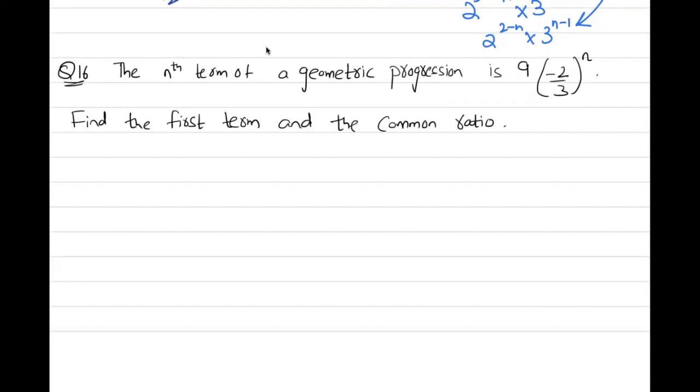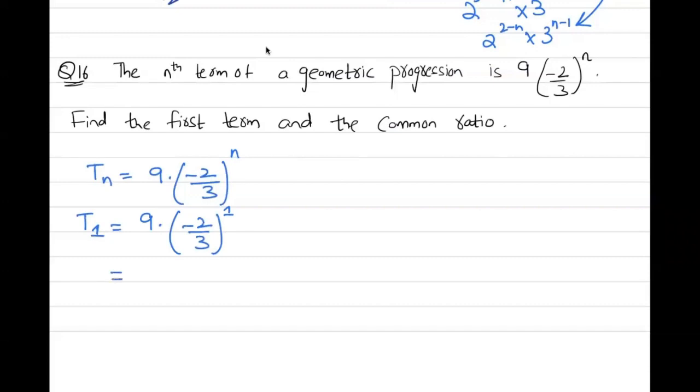They have given you the final answer this time. They have given me the nth term, that is 9 times minus 2 upon 3 to the power of n. So I can say that A is 9, let's find out. R is negative 2 over 3. The first term is going to be 9 times minus 2 upon 3 to the power of 1. You are going to replace n as 1 for the first term and simplify this. So that's going to be minus 6, right? Yes, sir, that's negative 6.